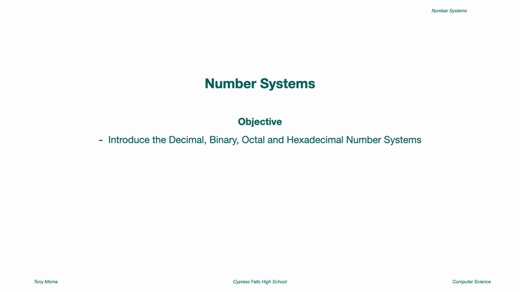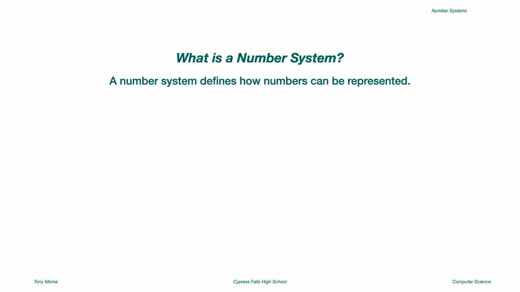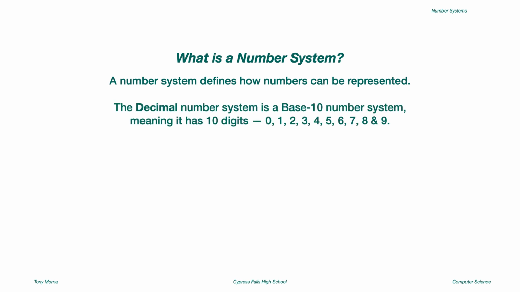Number systems. In this video, we will introduce the decimal, binary, octal, and hexadecimal number systems. What is a number system? A number system defines how numbers can be represented. The one we are most familiar with is the decimal number system, which is a base 10 number system, meaning it has 10 digits: 0, 1, 2, 3, 4, 5, 6, 7, 8, and 9.